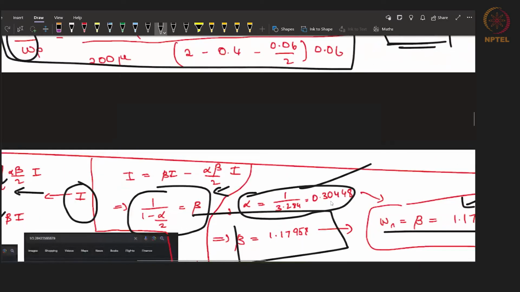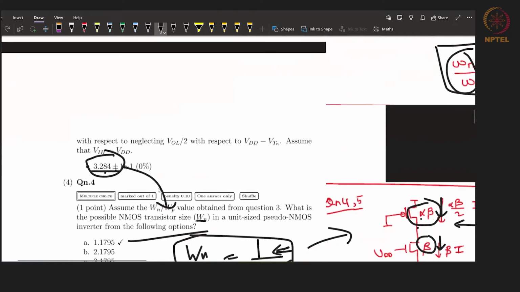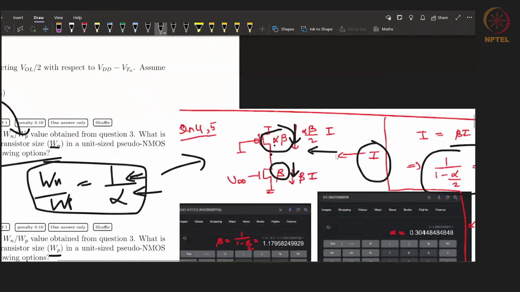That is, we know what the value of alpha is. We know that alpha is equal to 1 by whatever we found out earlier in this question, right? Now, we need to find out what is the exact value of Wn and Wp. That's why we are going through this. So we have two variables.